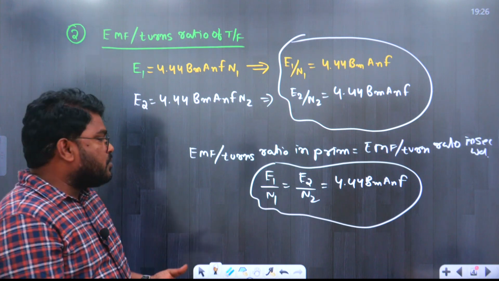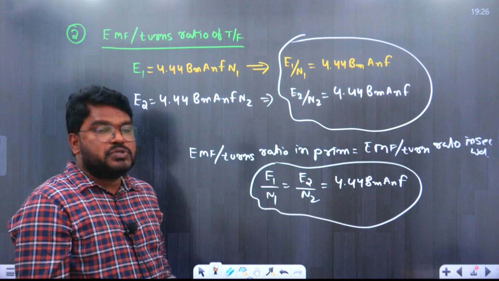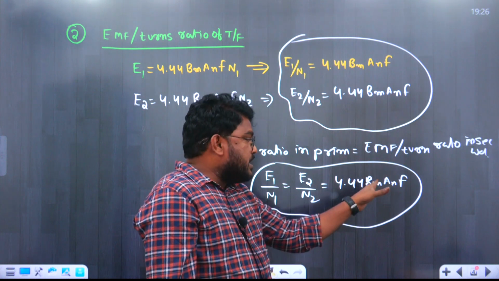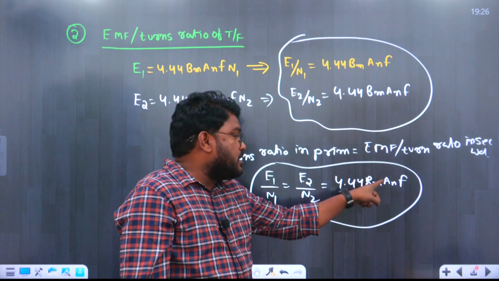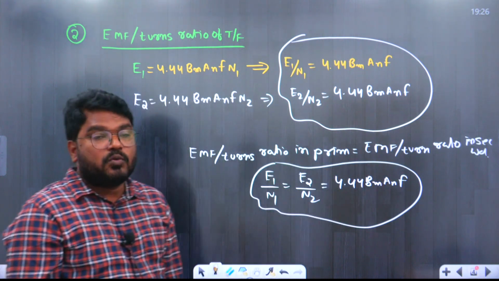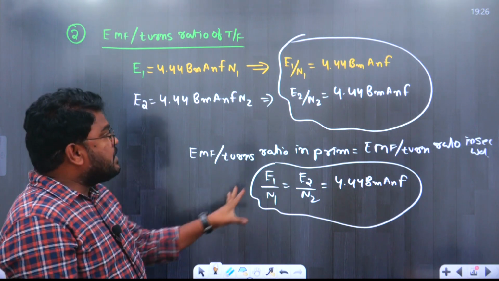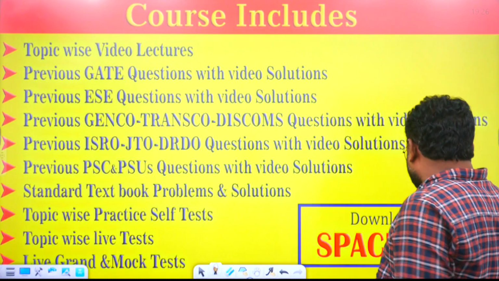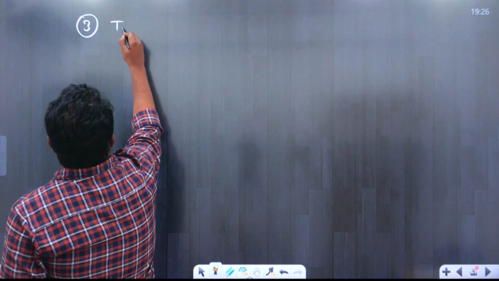And another possibility of the question: these three parameters are given, find out the EMF per turns ratio. Or the EMF per turns ratio is mentioned, find out the flux density of the transformer core. Another possibility: the EMF per turns ratio, B maximum and frequency are given in the question, find out the net cross sectional area of the transformer core. So these are the other possibilities of the question. And the next possibility is the turns ratio of the transformer.